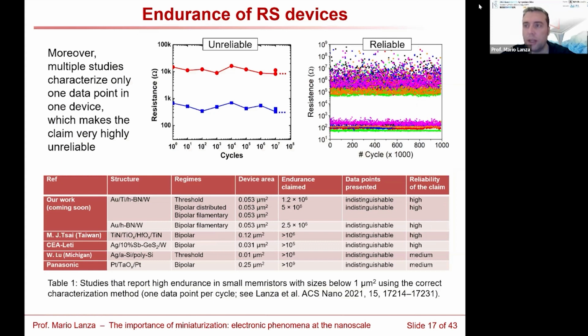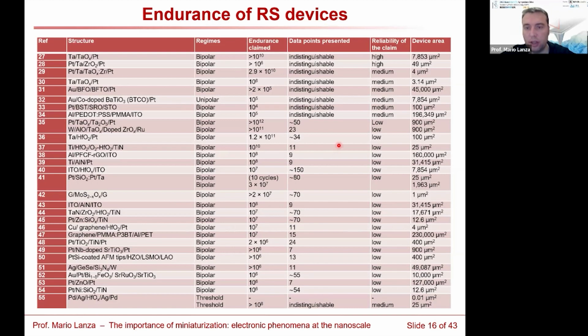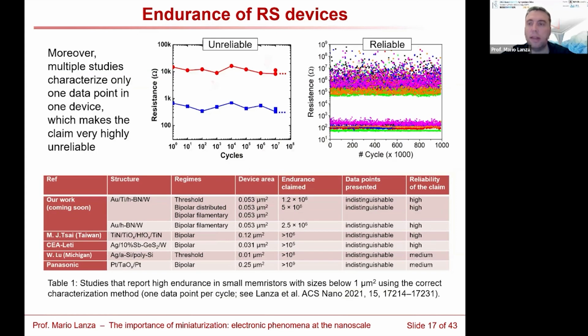Actually, here I show you again one comment regarding the method that many of the papers use to show plots that contain very few data points. You can see better what I mean here. This is the comparison. We never consider plots like this, which are placed in many articles. We always think this is much better, because it shows more reliably the resistance in each cycle for many devices.